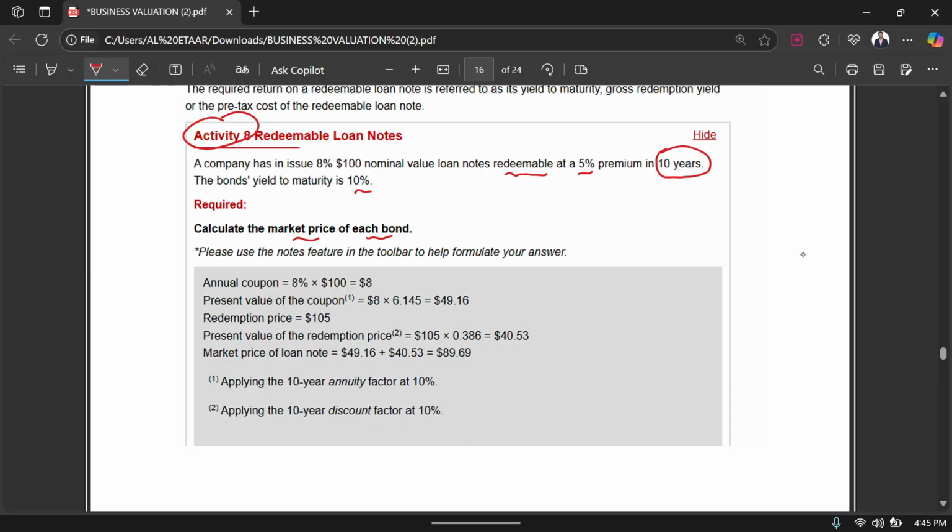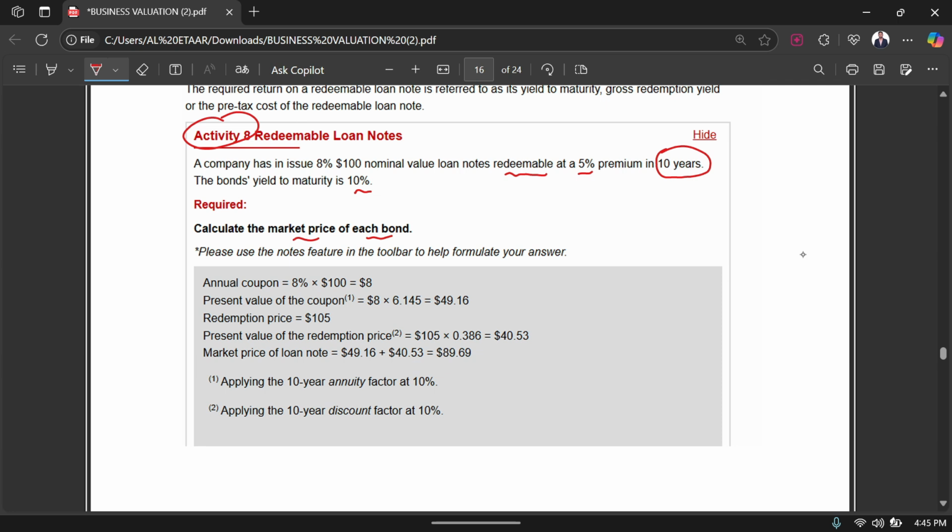Now, in order to calculate the market price of the redeemable loan note, what we can do is first of all calculate our interest. Again, the working that we are looking at over here is not something new. You have seen this in the previous chapter, because in cost of debt, you have already studied how to calculate cost of debt using the redeemable loan note, right? So the working is going to be similar, but obviously there are going to be a few more things.